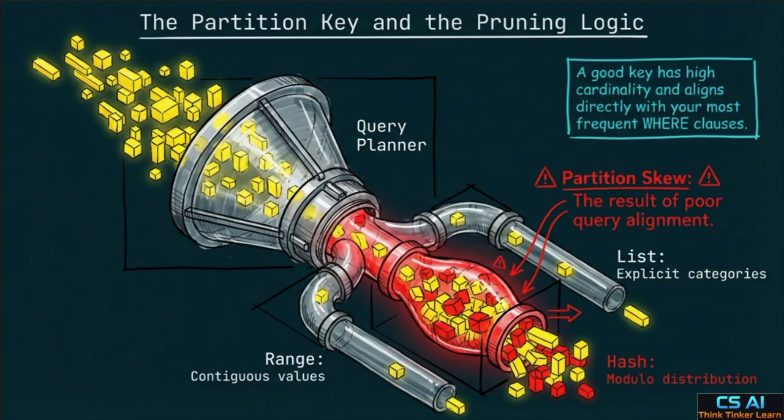A good key has high cardinality and aligns with your most frequent query patterns. If you pick the wrong key, you get partition skew, where one segment is overloaded while others sit idle. Whether you choose range for continuous values, hash for uniform distribution, or list for categorical separation, pick your key wisely. It is the difference between a performant system and a massive headache.